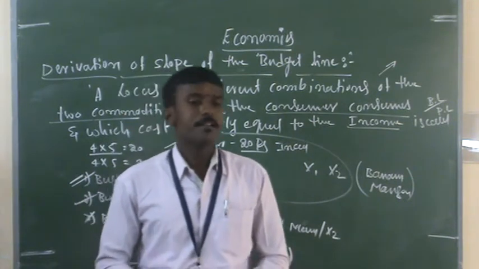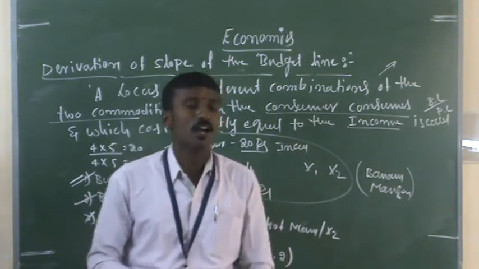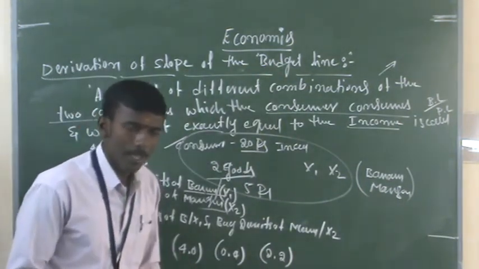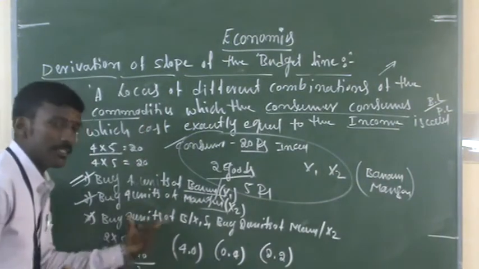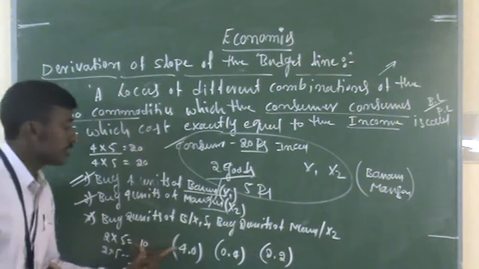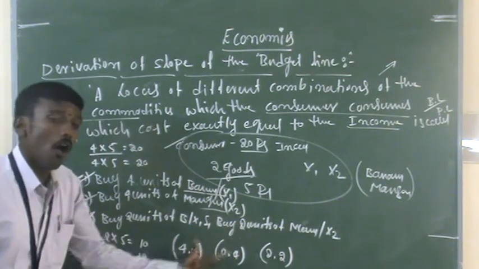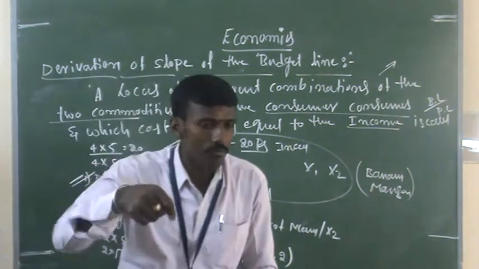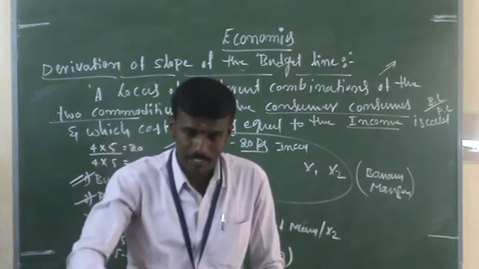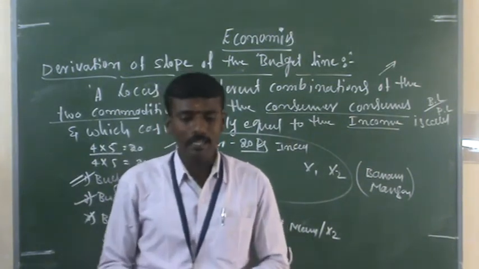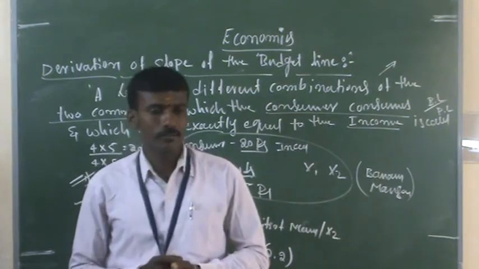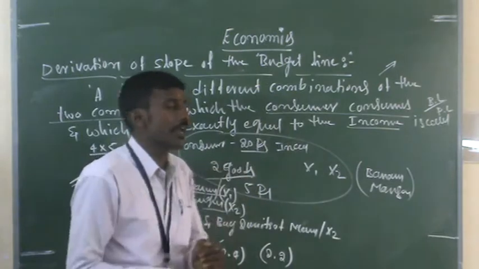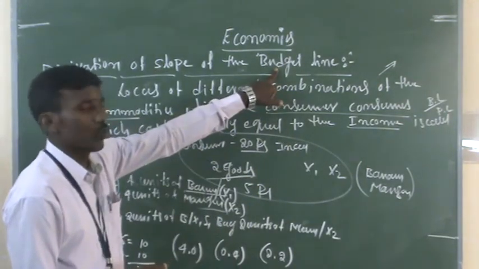We will get a downward sloping straight line. Now that downward sloping straight line we are going to consider to denote the slope of the budget line. See what I'm saying? Once again I repeat, when these are all options, these are all sets, these are all bundles of goods, we are going to represent it graphically or diagrammatically, then we will get a downward sloping straight line. Now this downward sloping straight line we will consider, you know, the slope of the budget line.